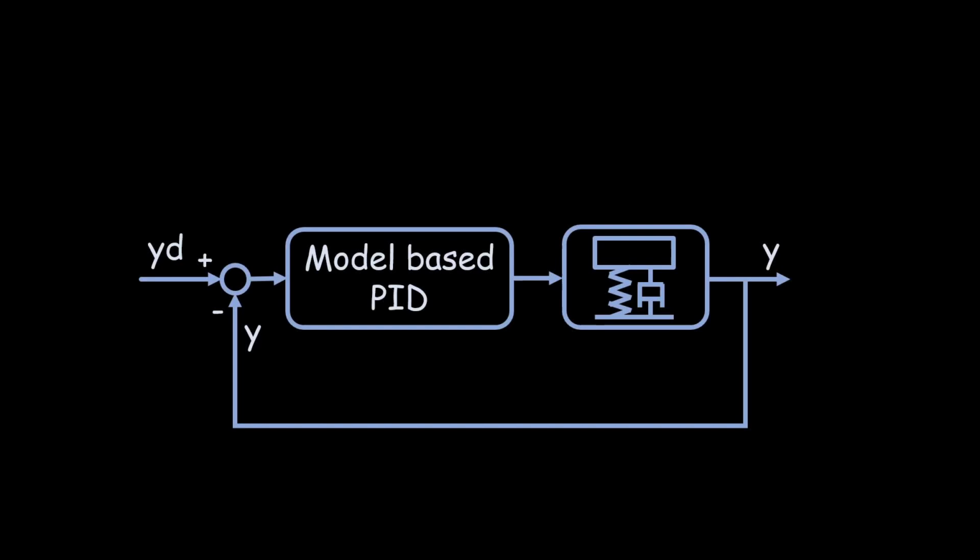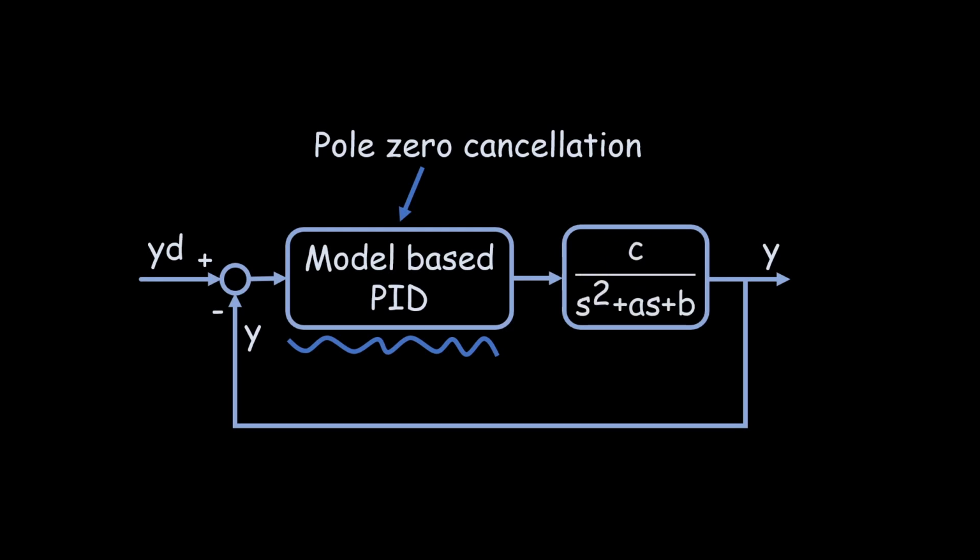Today, we will learn how to design a PID controller using Pole Zero Cancellation to control a second-order system.